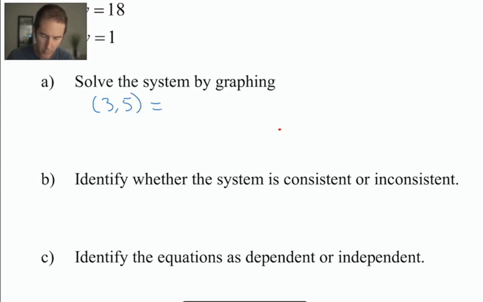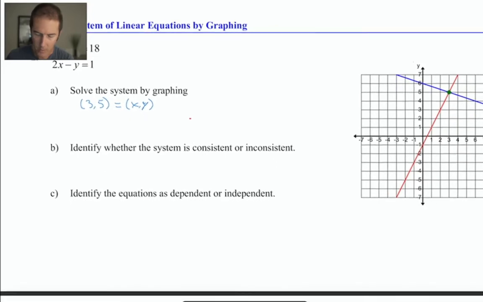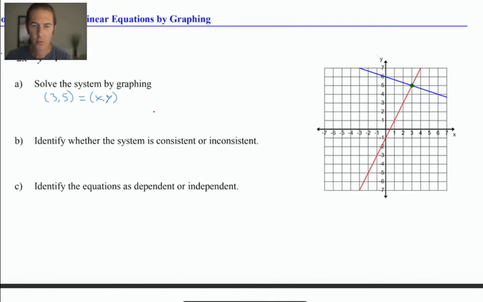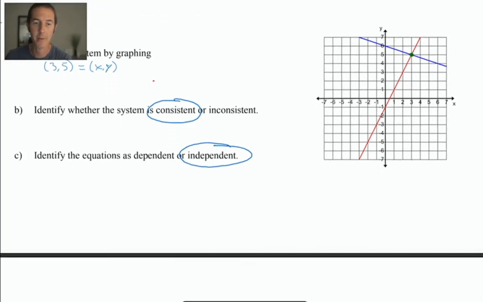And if you'd like to include maybe equals (x, y), just so that you don't mistakenly think for some reason that that's an interval, it is an ordered pair. Identify whether the system is consistent or inconsistent. It's consistent because there's at least one point of intersection. In other words, there is at least one solution. So it's consistent. And is it dependent or independent? These lines are independent. The only time that they're classified as dependent is if the two equations are actually describing the same line.